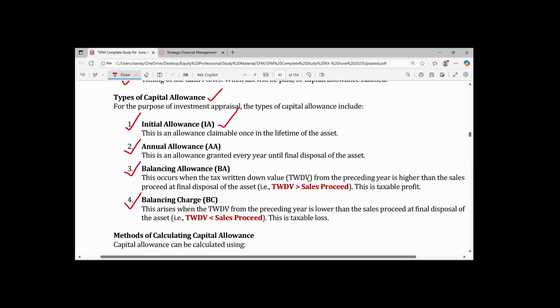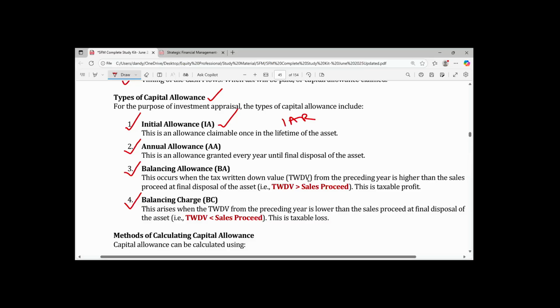Annual allowance is an allowance claimable every year until the final disposal of the assets. Once you dispose of the assets, there is nothing like annual allowance again. So everything will stop. So that is annual allowance. So how do you determine your annual allowance? It's very simple. All you need to do is to multiply the annual allowance rates, depending on whether it's on a reducing balance basis or on a straight line basis. Of course, I will show you later on as we proceed. Again, for the initial allowance too, just multiply the initial allowance rates on the cost of the asset. So that will give you the capital allowance for year one, for example.